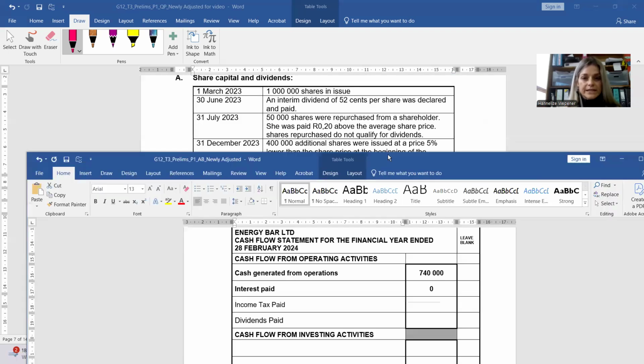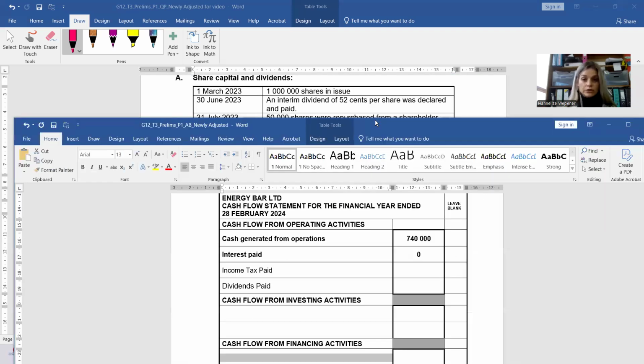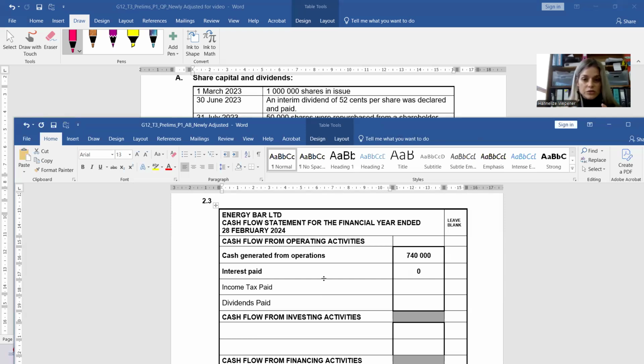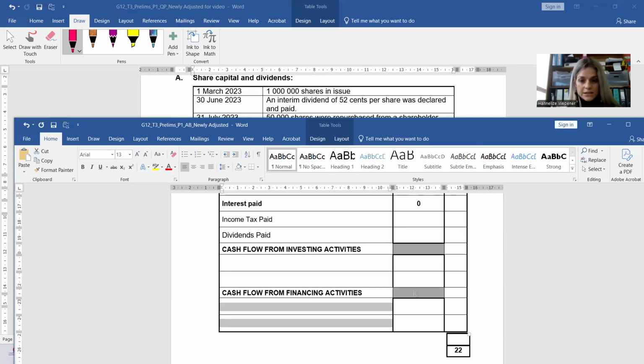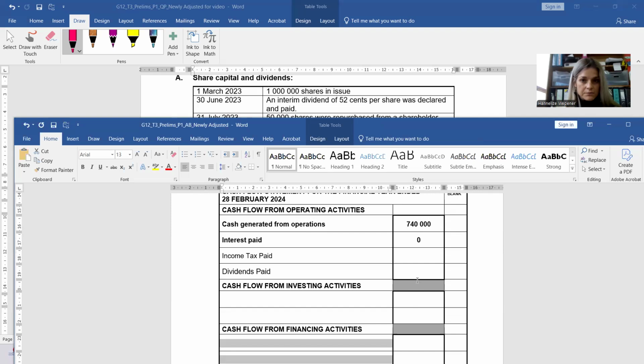Like I've said, we've already done our note. So I'm going to use the amounts as per the note, and I'm going to transfer that to my cash flow statement. Please do not redo any calculations because we do method marking here. We want to see that whatever you calculated here is in fact the amounts that you need to use in your cash flow statement.